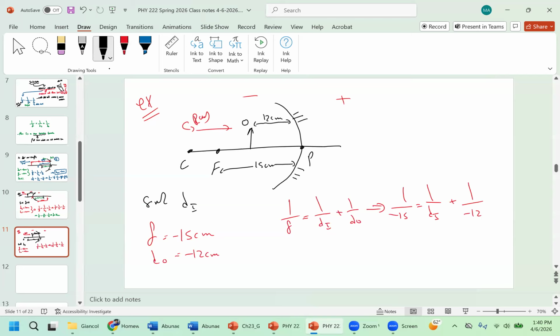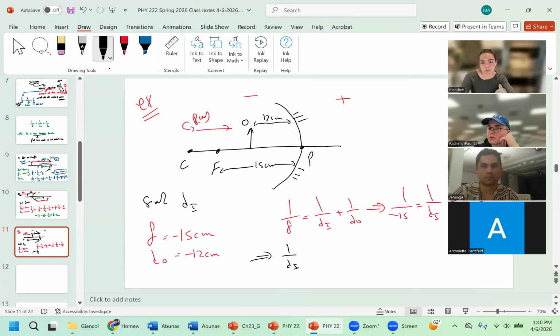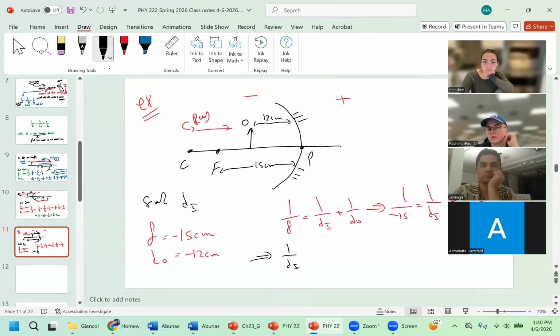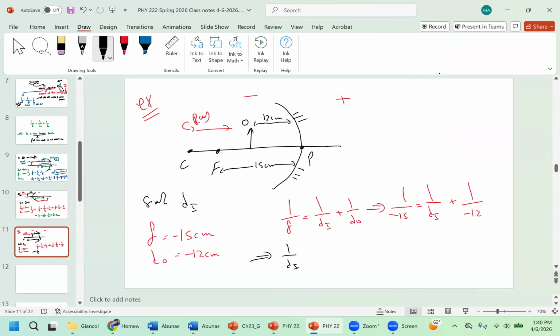That means 1 over D of I. Anybody got an answer? That's supposed to be easy stuff. That's all like algebra. Anybody got an answer? Is it 60? Yeah, exactly.